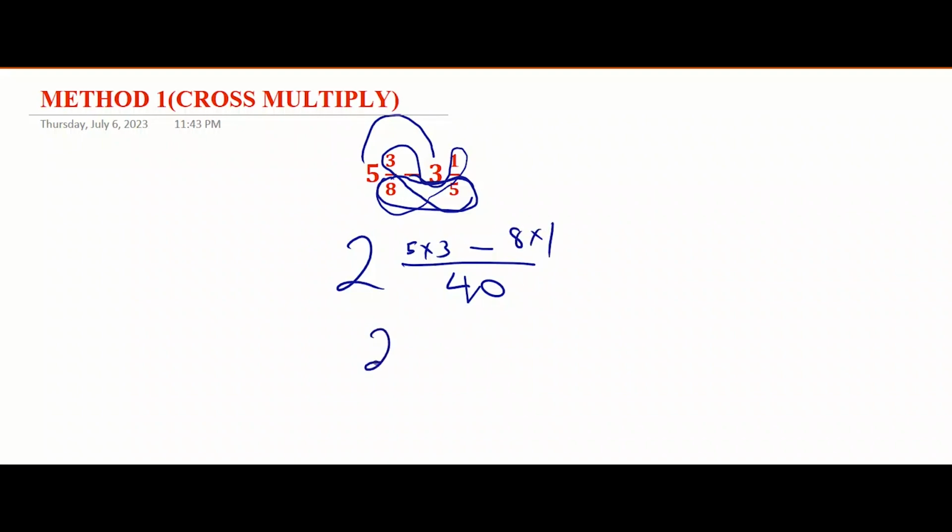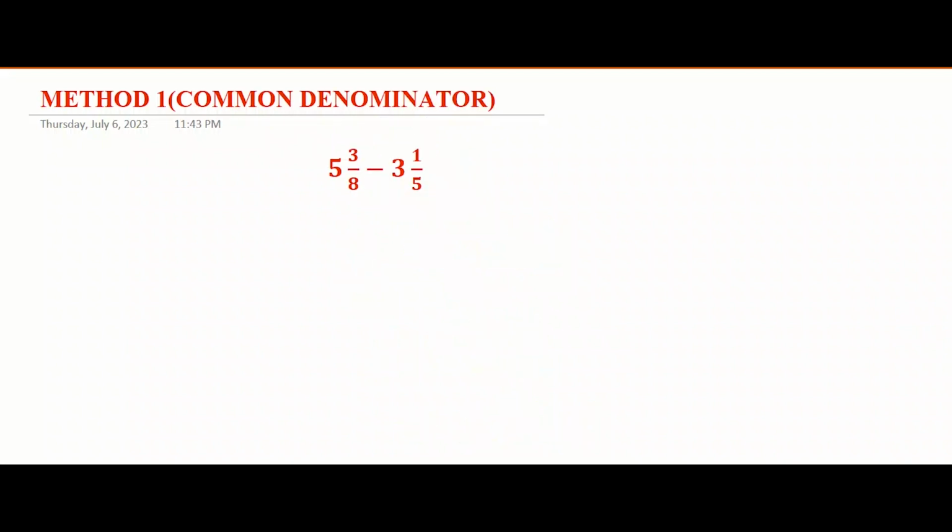So that will give us 2 whole number, 15 subtract 8 out of 40. And that will give us 2 whole number, 7 out of 40. So let's go to the third method, and that will be common denominator. But the first thing is to subtract 3 from 5. That will be 2 whole number. Then we have 3 out of 8. So we need to multiply the numerator and the denominator by 5.